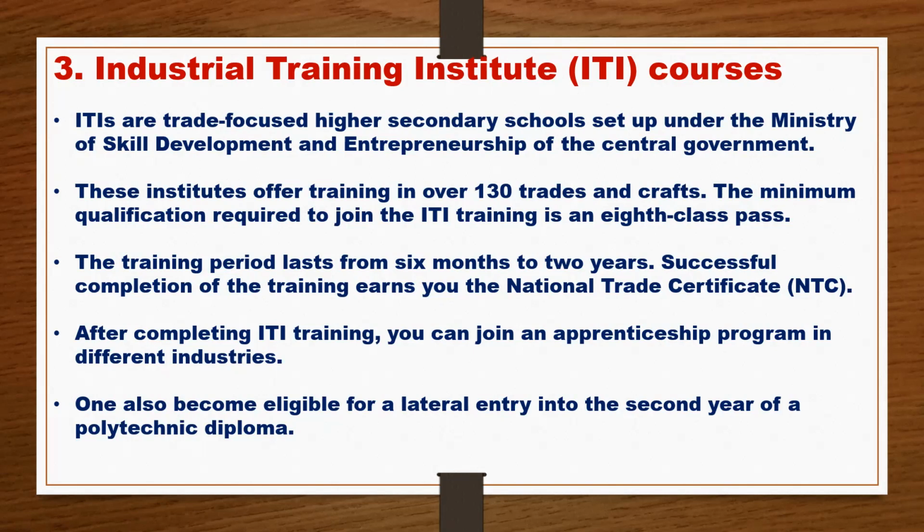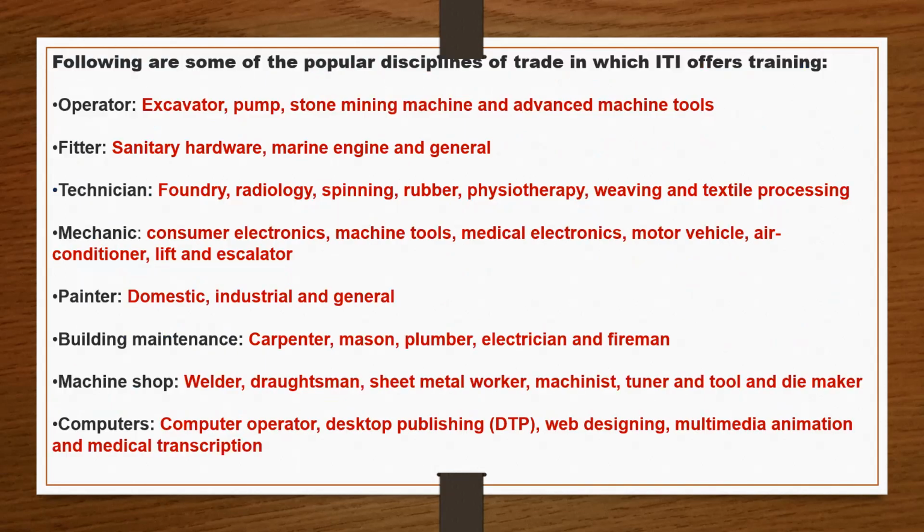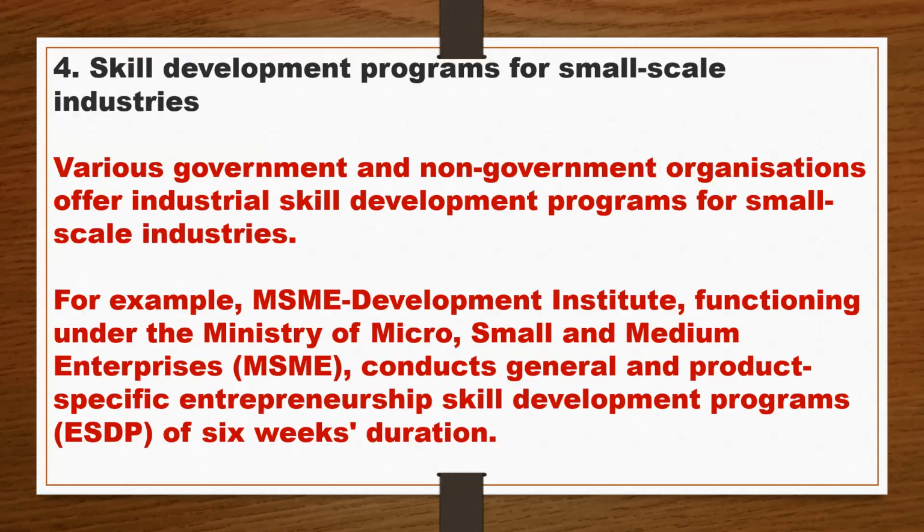And the training period lasts from 6 months to 2 years. And after successful completion of the training, the participant gets the National Trade Certificate. After completing the ITI training, the student can join an apprenticeship program in different industries, and also they will be eligible for a lateral entry into the second year of a polytechnic diploma. These are different disciplines of trade in which ITI offers training, like operator, fitter, technician, mechanics, painter, building maintenance, mechanic shop, and computers.